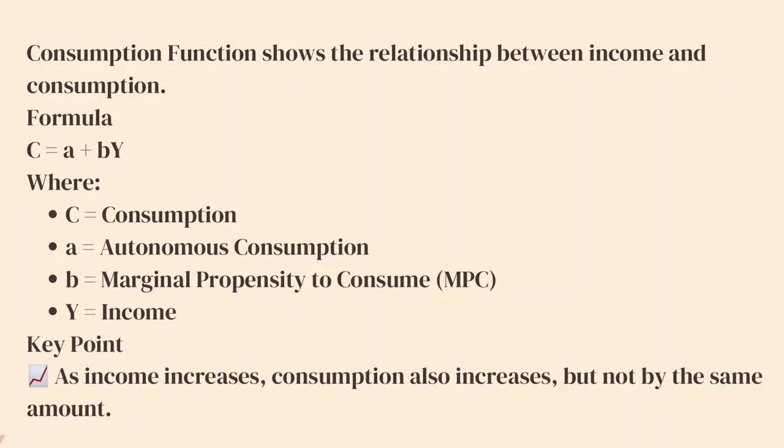Let's understand with a simple example. Suppose your monthly income is 40,000. You spend 32,000. The remaining amount, 8,000, you will save. Now your income increases to 50,000. Will you spend the entire 10,000 extra? People might not. So you may spend only 7,000 extra and save the remaining 3,000. This shows that consumption increases as income increases, but it usually increases by a smaller amount than the increase in income. So this is the basic idea of the consumption function.